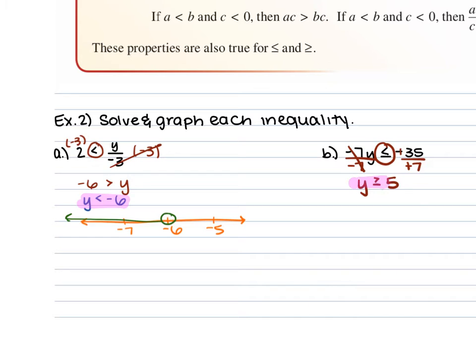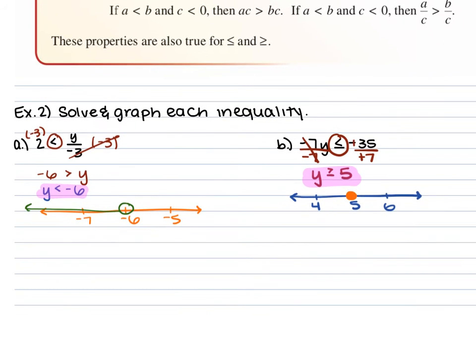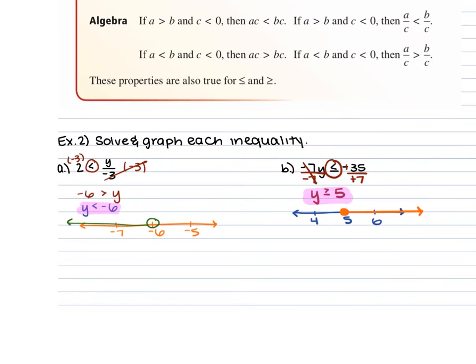This is our final inequality, so now we graph it. We're going to have our number line. On that number line, we're going to have the 5, the 6, and a 4. We are going to have a closed circle on that 5, since we have a line underneath that inequality. Our variable comes first. Our sign points to the right, which means our line will run to the right as well.